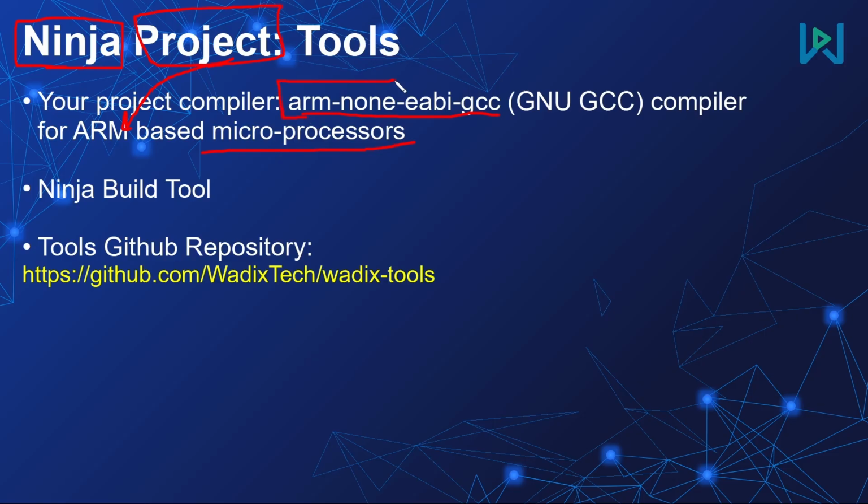The compiler to be used will be the arm-none-eabi-gcc compiler. This is the GNU GCC compiler version for ARM Cortex-M microprocessors. Besides the toolchain, we'll need, of course, the Ninja build tool itself.